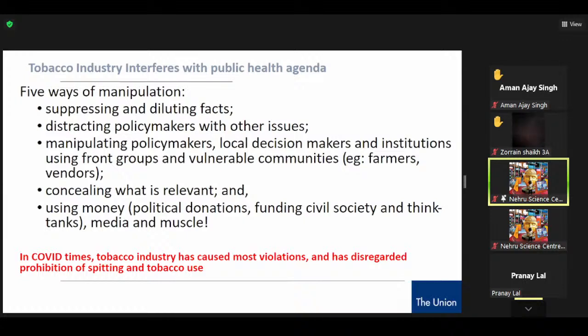Tobacco brings you lots of revenue and lots of other things, employment and other benefits. So focus on a disease that is actually going to cause havoc in India. Now, let's come to the third point.